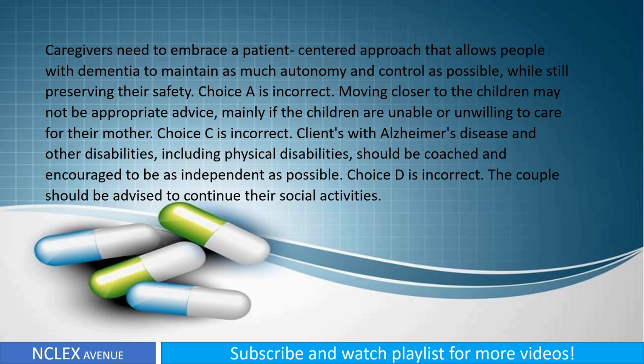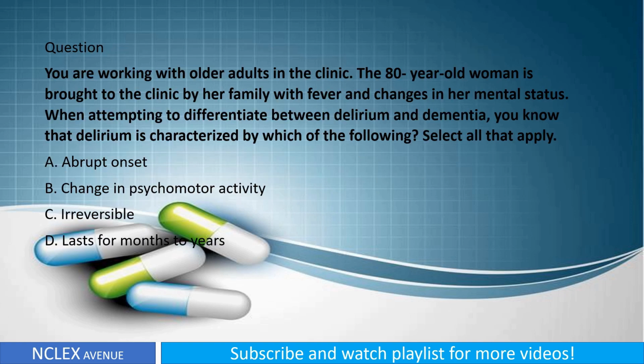Choice A is incorrect. Moving closer to the children may not be appropriate advice, mainly if the children are unable or unwilling to care for their mother. Choice C is incorrect. Clients with Alzheimer's disease and other disabilities, including physical disabilities, should be coached and encouraged to be as independent as possible. Choice D is incorrect. The couple should be advised to continue their social activities.